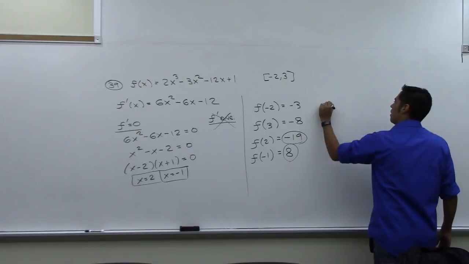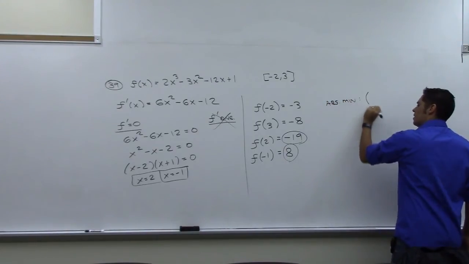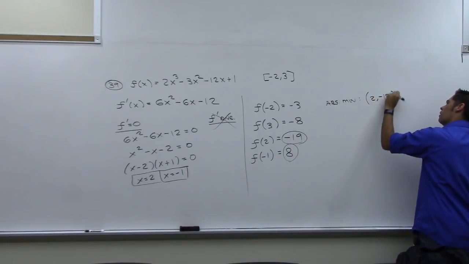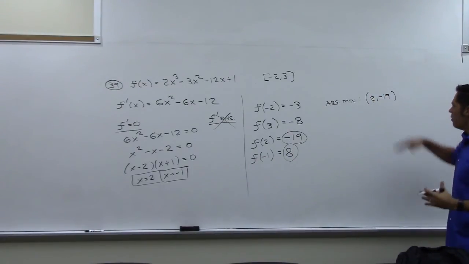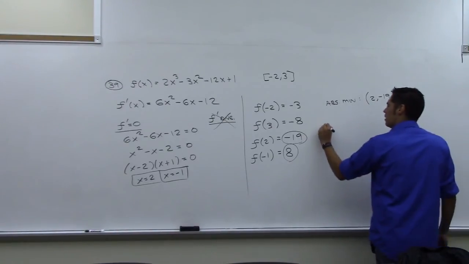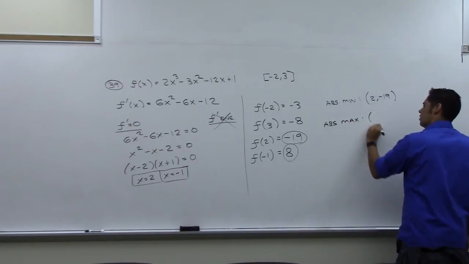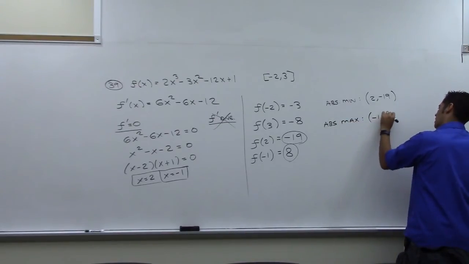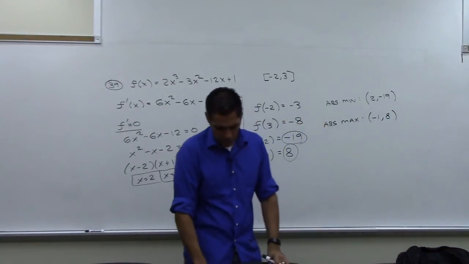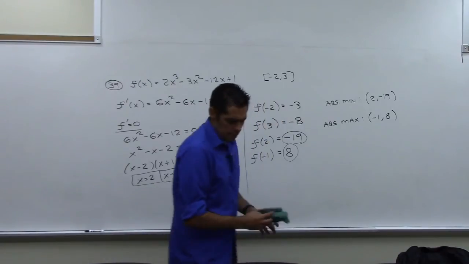So I'm going to write it this way. The absolute minimum is at the point 2, -19. Of course, the minimum value is -19, but I like the point again because it tells us where it happens. The absolute max occurs at -1, 8. All right. Not so bad.